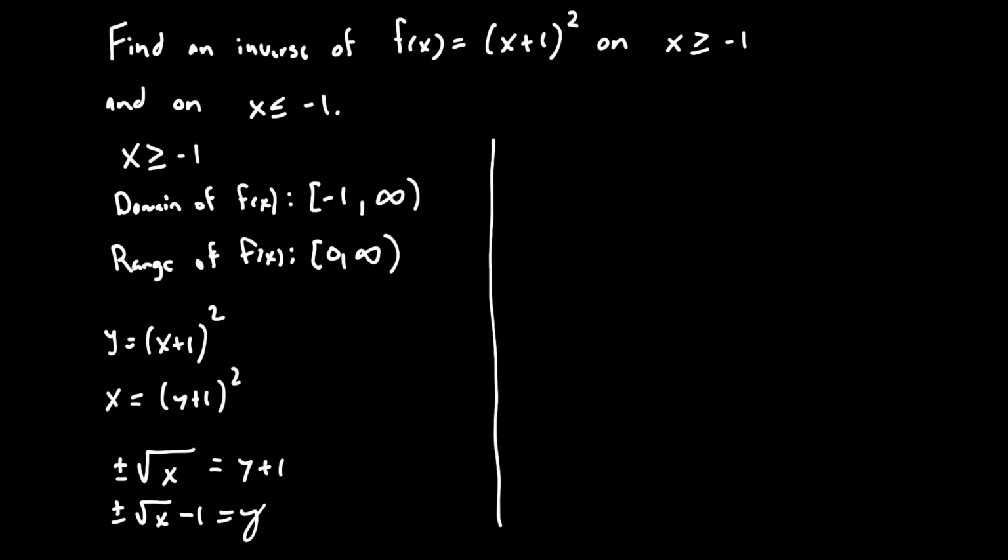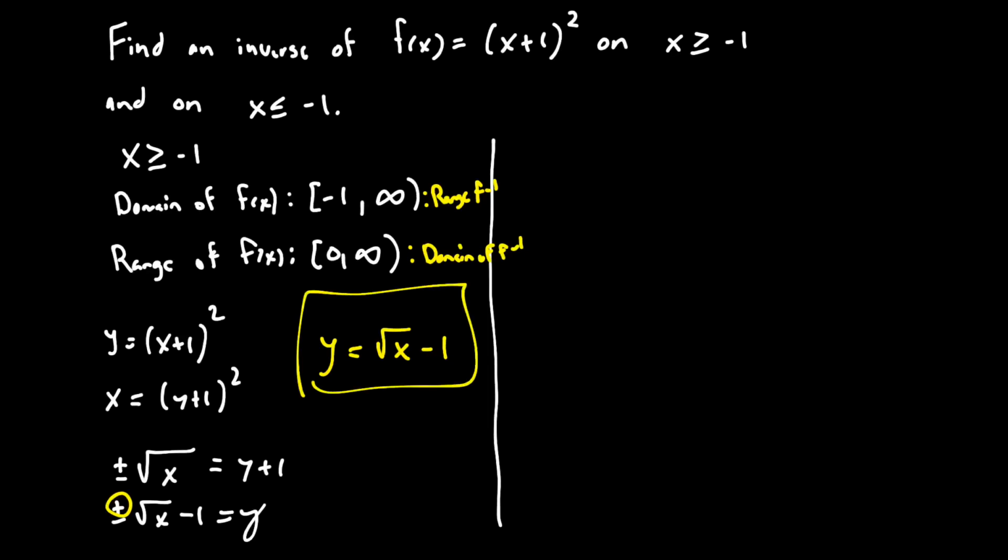Now recall that the domain of f of x is equal to the range of f inverse, and also recall the range of f of x is the domain of f inverse. Since we want all the y values in our f inverse to be positive, we're going to choose our plus or minus to be plus. So we'll get y is equal to the square root of x minus 1 as our inverse function.